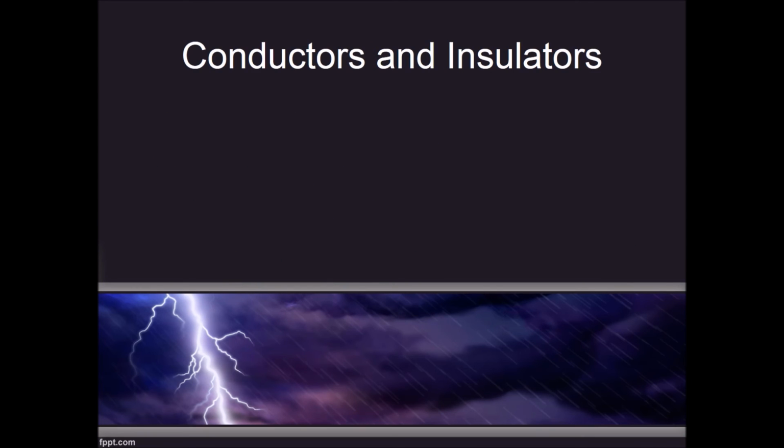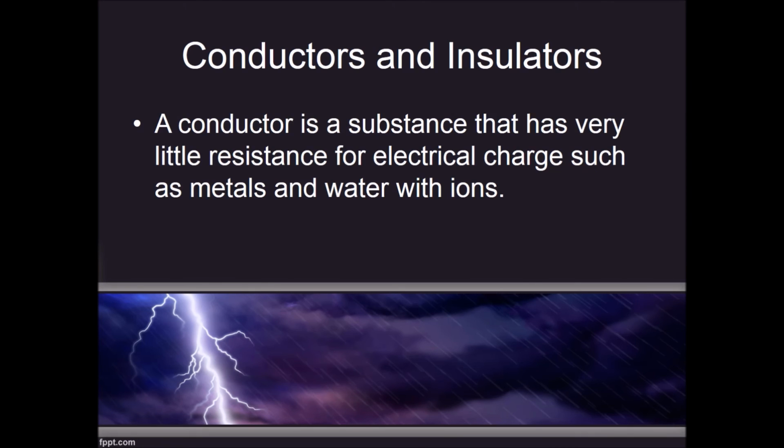We can also talk about conductors and insulators. We have already talked about a conductor as a substance that will allow electricity to travel through it, and it's got very little resistance. And good examples are metals or water with ions in it.